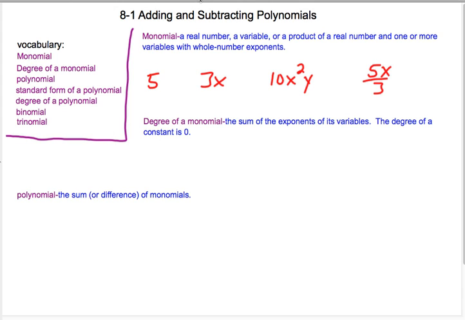So polynomial, I'm going to skip ahead for a moment, is the sum or difference of monomials. Okay, so we need lots of monomials. So 3x squared plus 5x plus 7. This would be a polynomial because notice the difference here. This is a monomial, this is a monomial, this is a monomial. But when you start putting addition signs in between them, now they become a polynomial. Okay, so it's many monomials.